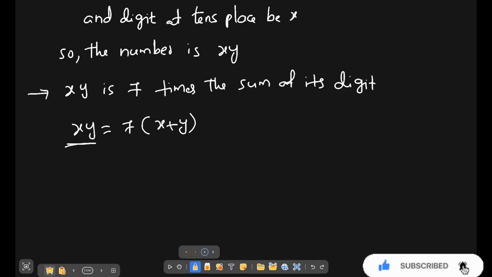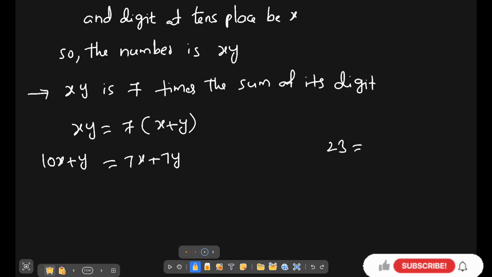So this xy, if you expand, becomes 10x plus y is equal to, now multiply 7 with x and y, 7x plus 7y. How is this xy equal to 10x plus y? Suppose let us take one example. If you have 23, 2 is in the tens place, so 2 into 10, 20, plus 3. That's how this xy is expanded as 10x plus y.